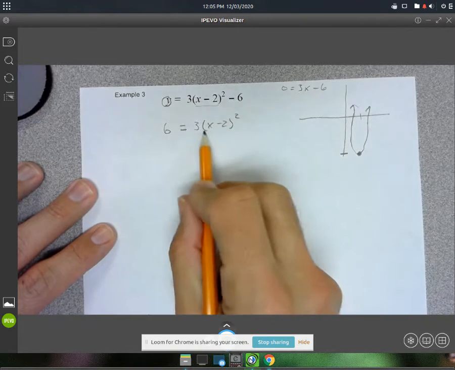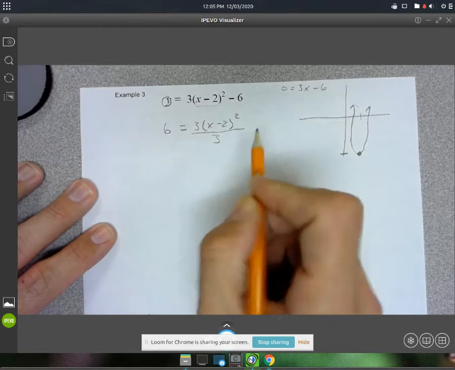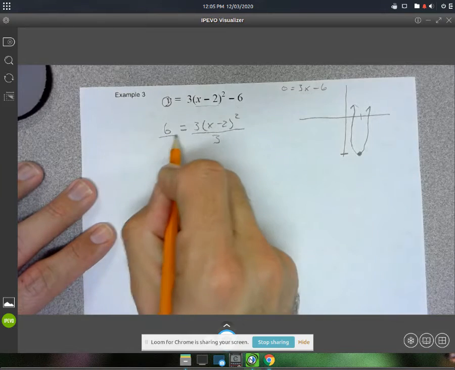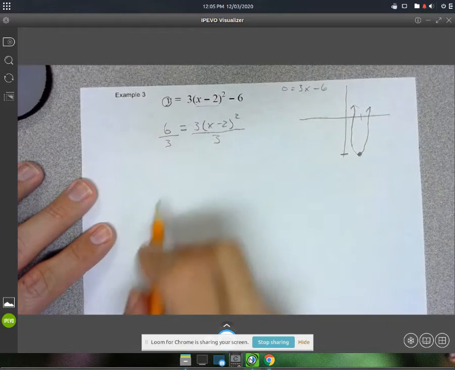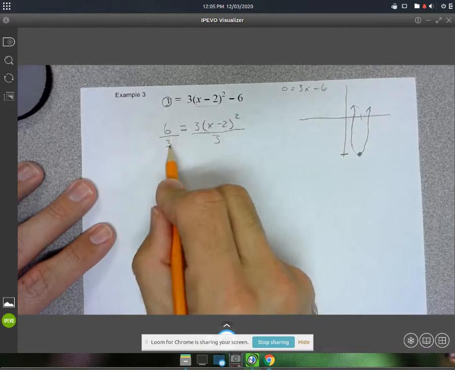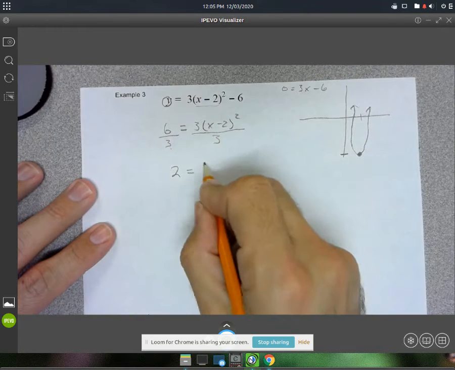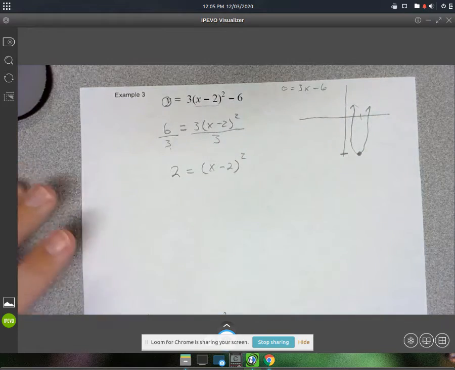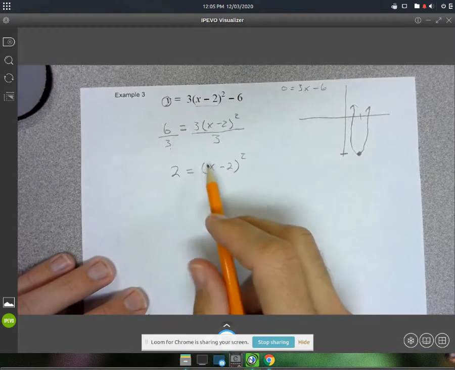So we want this by itself, but to do that, we got to get rid of that 3. And that 3 is connected to the parentheses by multiplication. So we're going to divide to get rid of it. 3's cancel. 6 divided by 3 is 2. And we just get this (x minus 2) squared business here. All right, we're going to square root both sides.